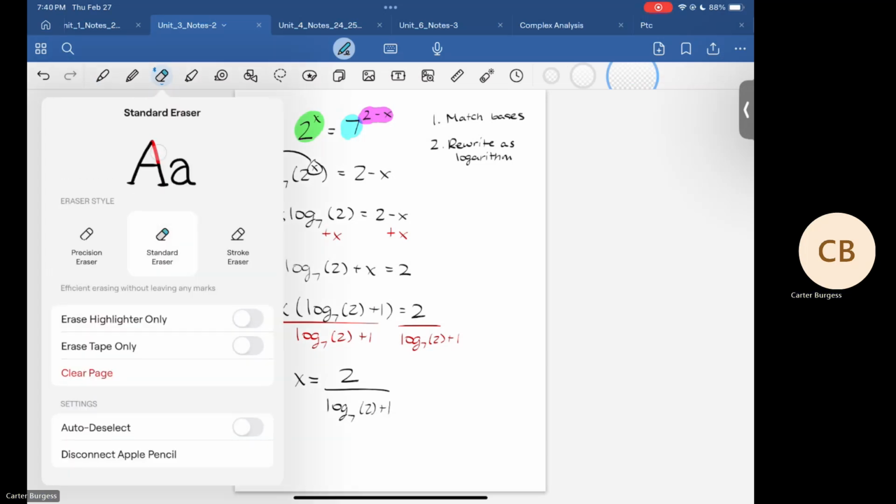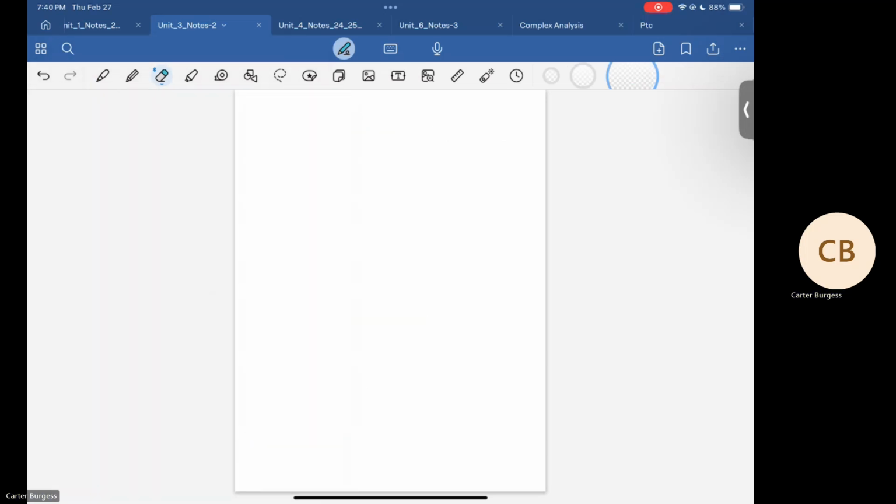All right. Number 13 here. So this is the ln of negative 2x squared minus 7x is equal to the ln of x minus 2.